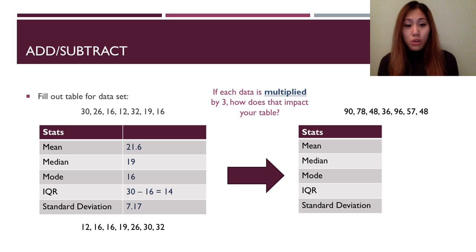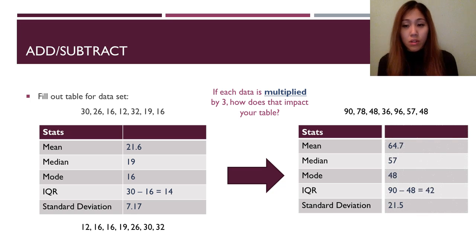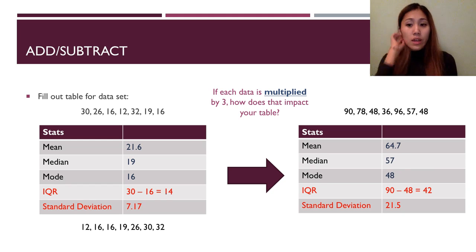Okay, so you should, in this case, see that all the stats change compared to your original data set. This means that your center of data changes, evidently because you've multiplied your entire data set by 3, right? But your IQR and your standard deviation also change. So in this case, it's not just the IQR and the standard deviation that change, but the mean, median, and mode also change. This is a situation for multiplication and division.